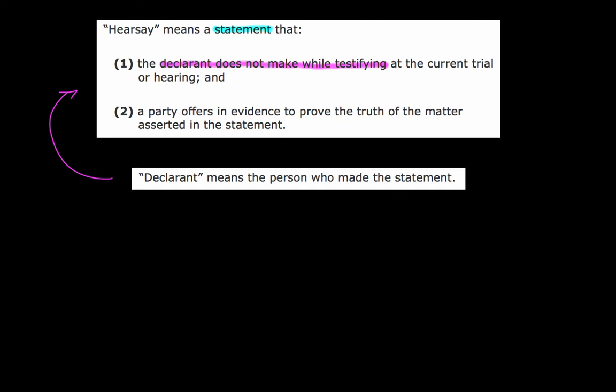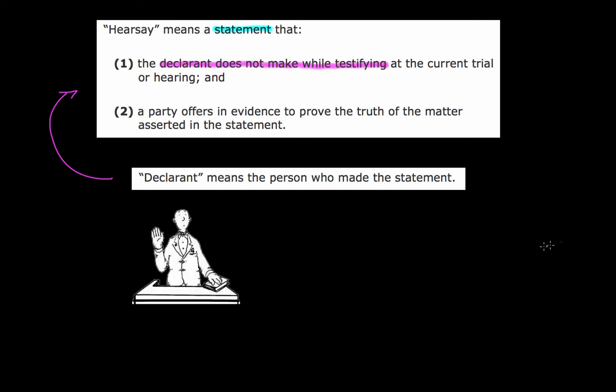Well, why do we need to know that? Okay, let's consider this guy on the witness stand here. And let's say he testifies by saying, it's raining. Well, it's raining is an oral assertion, and so it's a statement, right? Declarant means the person who made the statement, and so this guy is the one who made the statement, so this guy is the declarant. But for something to be hearsay, it has to be a statement that the declarant does not make while testifying. This guy made the statement while he's testifying, and so this statement would not be considered hearsay.